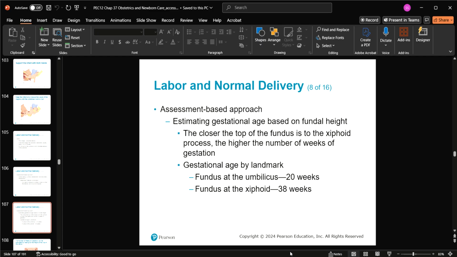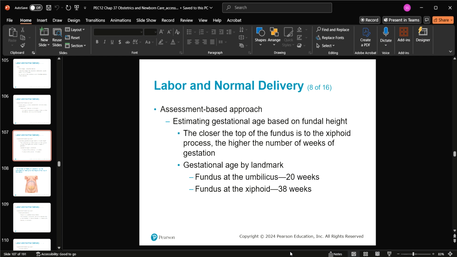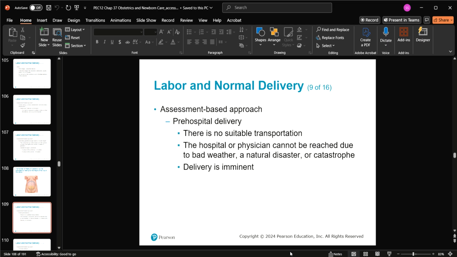This is just talking about gestational landmarks, about how old the baby may be based on the fundus. This is just estimating the child again. All right. Wrong slides.